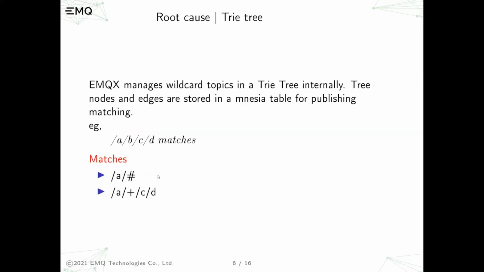So the root causes, there are 2. The first is the trie tree, as Stone mentioned in his presentation. I can go through it quickly. In EMQX, the wildcard topics are managed in a trie tree internally, and the tree nodes and edges are stored in Mnesia tables for publish matching. Here I give you an example: if we get a publish message with topic ABCD, it's trying to find the subscribers having those wildcard topics.